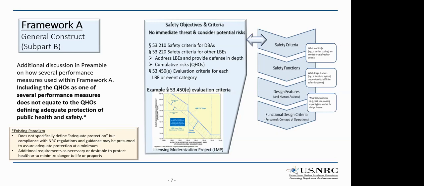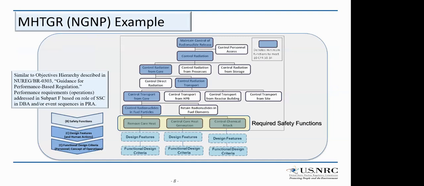So that's important because as we develop Framework A, one of the requirements that we need to fulfill is to show there's a comparable level of safety. And I'll get to that in the next slide. All I wanted to show in this slide, since we need to be quick here, and I'm probably already talking too much, is an example of going through those chevrons from the highest level safety criteria down through safety functions, design features, and functional design criteria.